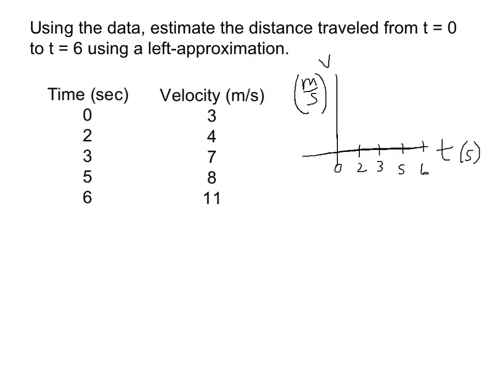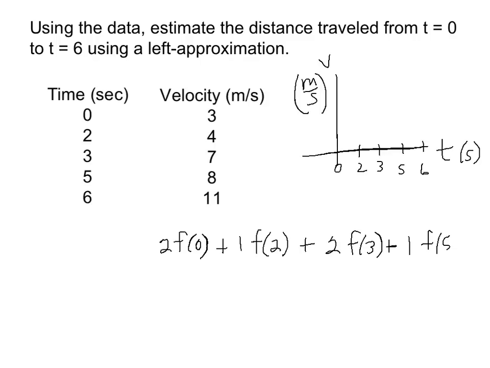So for this first subinterval, we've got a width of 2, and we would be using our function value of 0. Our next subinterval is from 2 to 3, and that's a width of 1. And we would use f of 2. Our next subinterval is from 3 until 5, so that has a width of 2, and we would use f of 3. Our fourth subinterval is from 5 until 6, and that's got a width of 1, and we'd use f of 5.